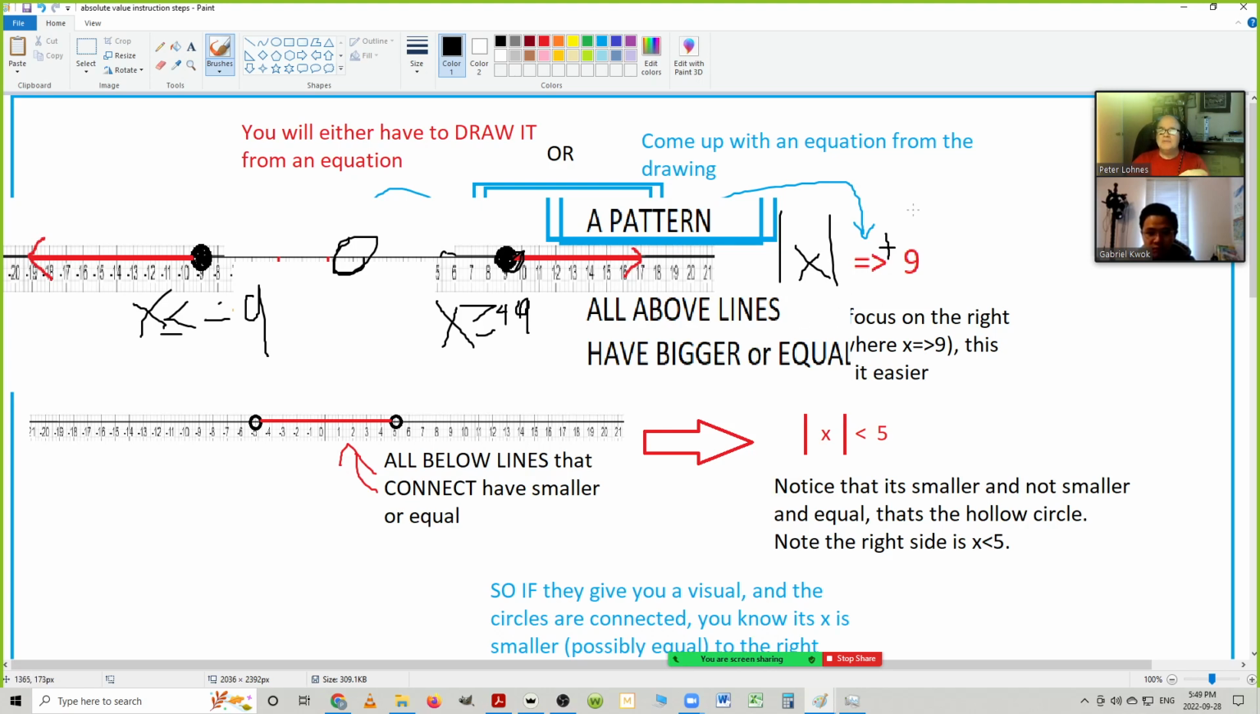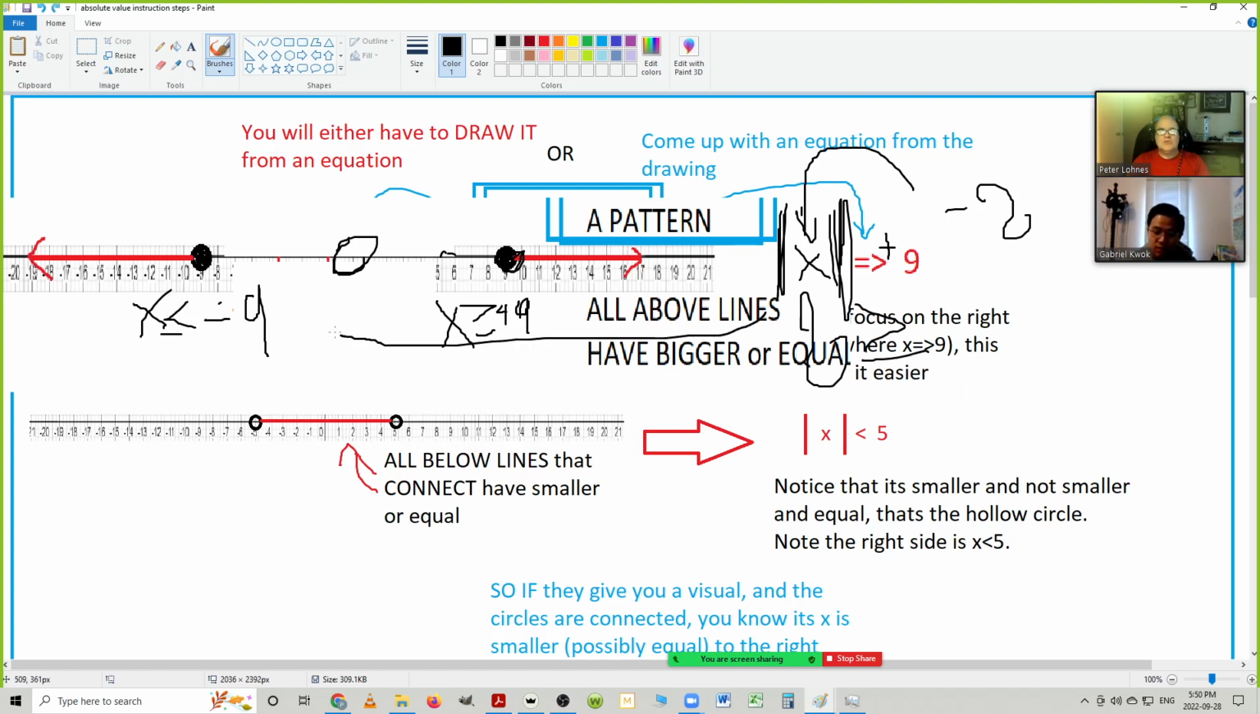Absolute value means whatever x we put in here gets turned positive. So let's say I take minus 8 in there. It becomes positive 8. Is 8 bigger or equal to 9? No, it isn't, which is why it's not on the number line. Now we take minus 9 and it becomes positive 9. Is positive 9 bigger or equal to positive 9? Yes, it's equal, which is why it's on the number line.